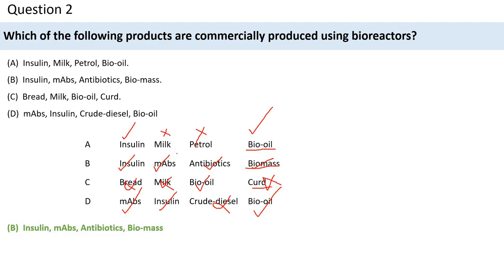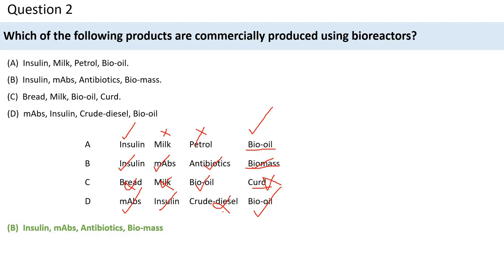If option D had been given as biodiesel instead of crude diesel, then option D would also be completely right. So you should be very careful while choosing an option. Even if A or B comes completely true, make sure you are checking all the other options, so that you rule out all the other options and then choose only the one which is completely right.